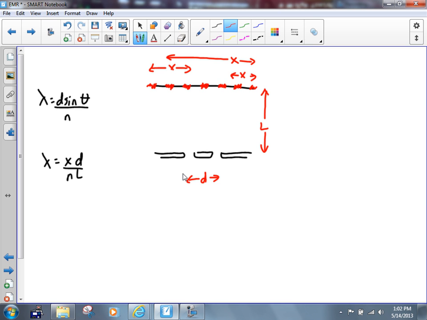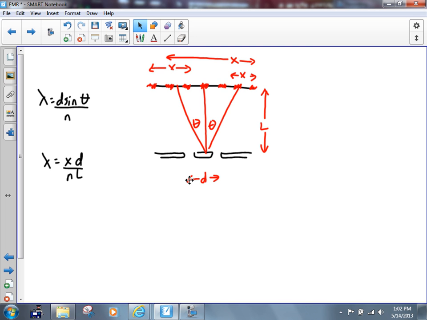We haven't measured theta. Theta is always measured from the central maximum to one other maximum, or from the central maximum to one of the minima. n has to be consistent with either theta or X. What does n mean? What's n? Yeah, it's the difference between the number of nodes or antinodes.